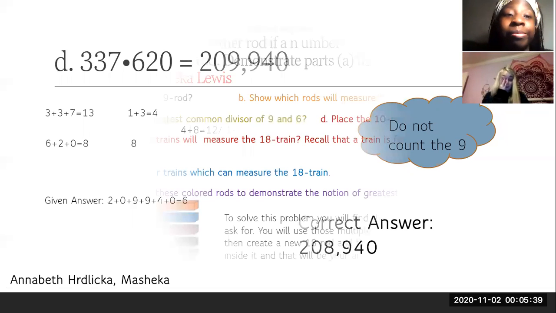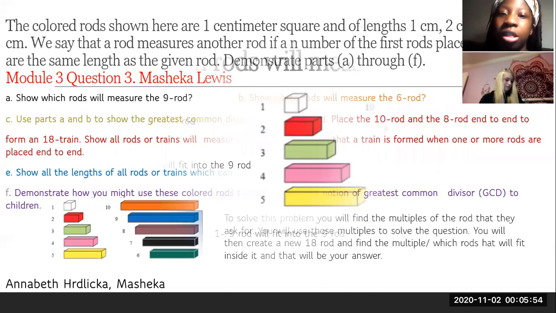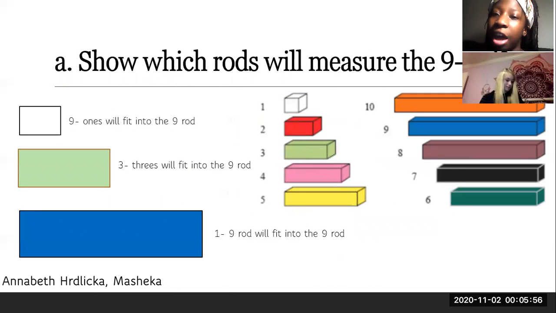Of course. The third question is we have to find what rod can go into the number of rods they give us. The first rod they want us to solve for is 9. And I do have a question for you on this one: why would it be easier to know the multiples to solve this question?